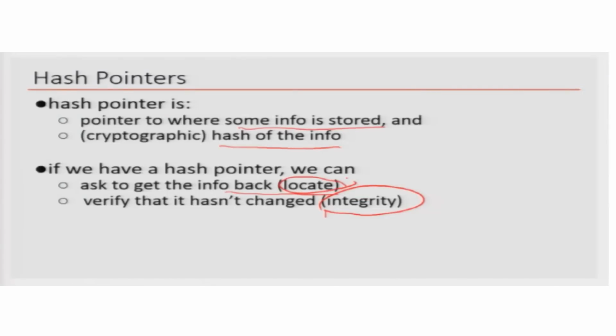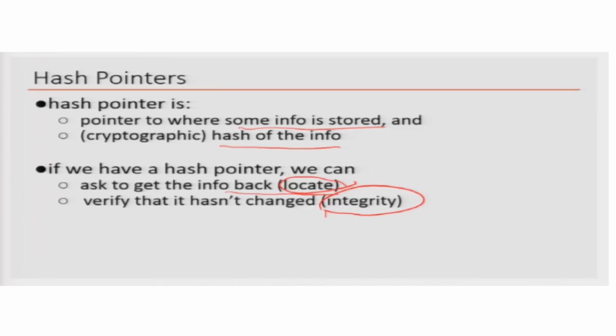that means that data has not been tampered with, because if it was tampered with, then it will not match the hash, and in fact, you will not find the data. So, if you have found the data by matching the hash, that means your data was also not tampered with. So, data integrity and location can be found by using a hash pointer.